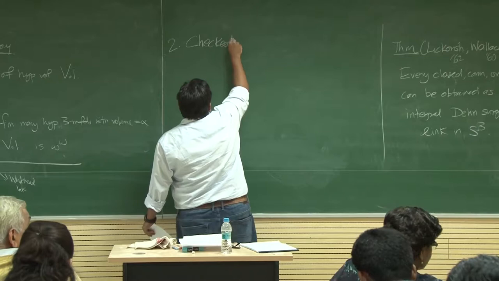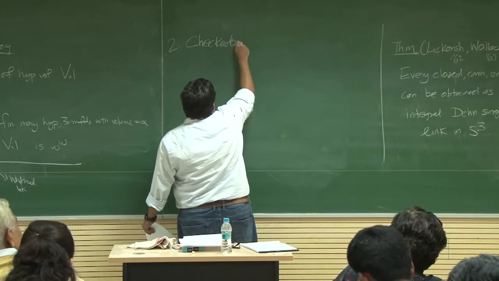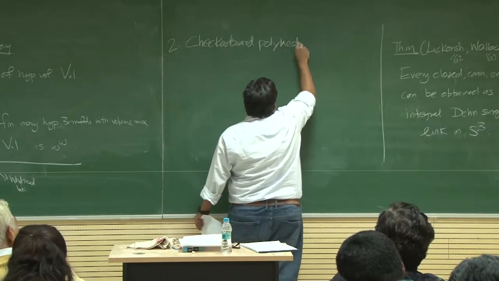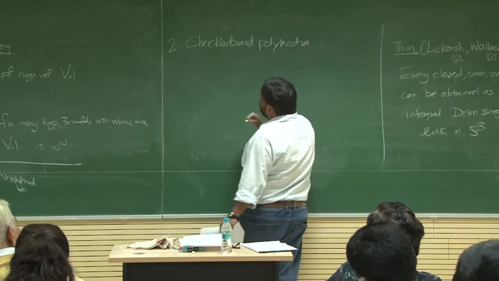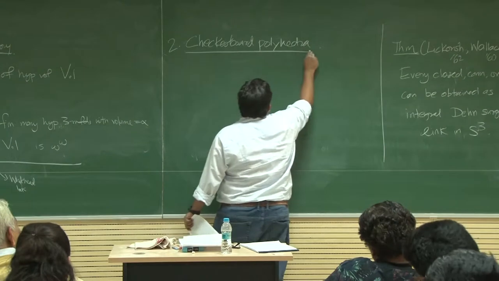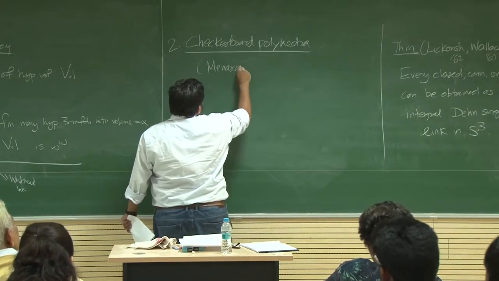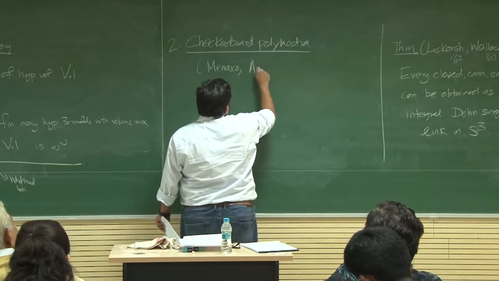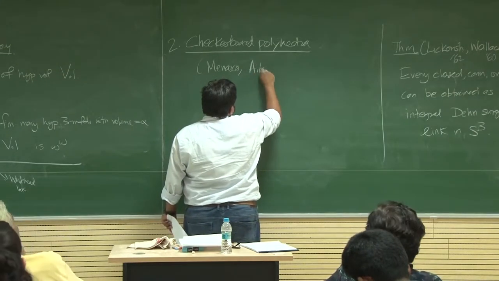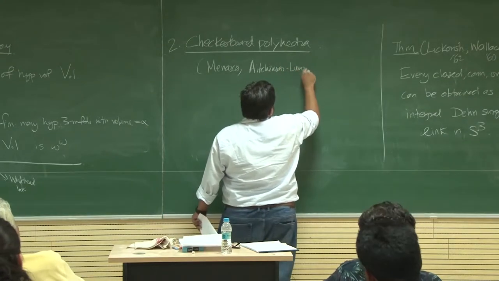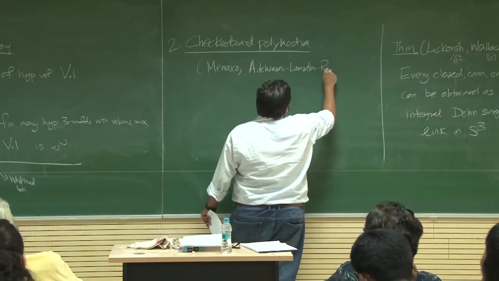All right. So now let's come to examples of how to triangulate link complements. This is done by Menasco, and by Aitchison, Lumsden and Rubinstein.